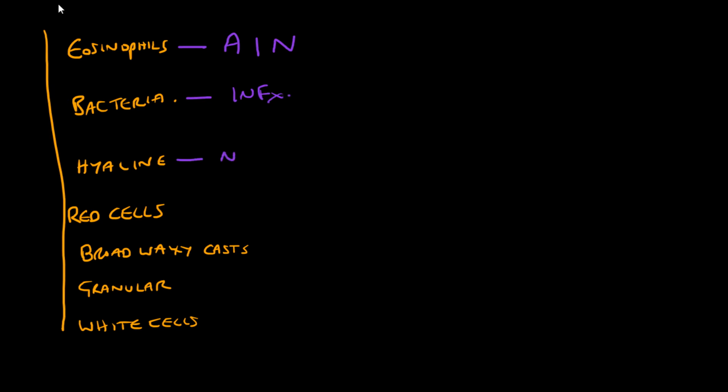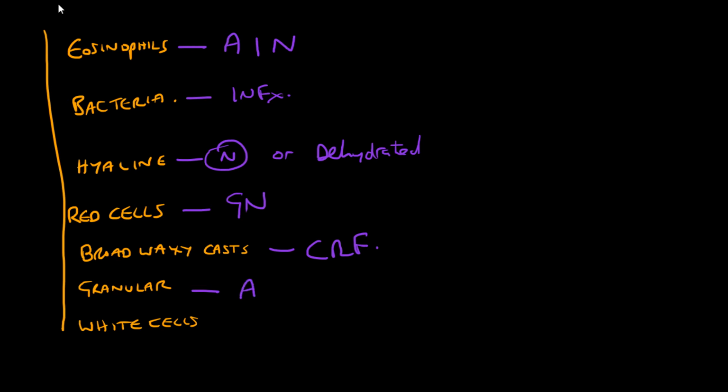Hyaline casts can be normal, but can mean you're dehydrated. Red cells can be a sign of glomerulonephritis. Broad waxy casts are a sign of chronic renal failure. Granular cells from the accumulation of epithelial cells can be a sign of acute tubular necrosis. And white cells can either be things like pyelonephritis or an interstitial nephritis.